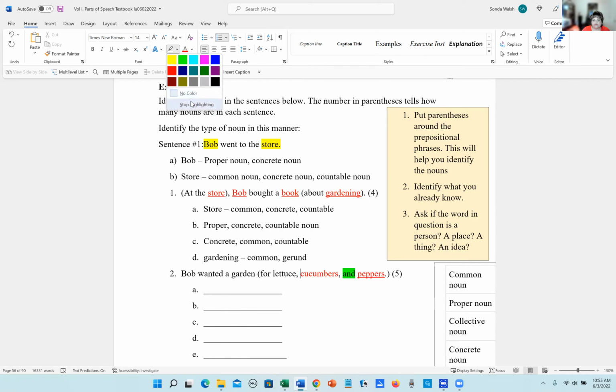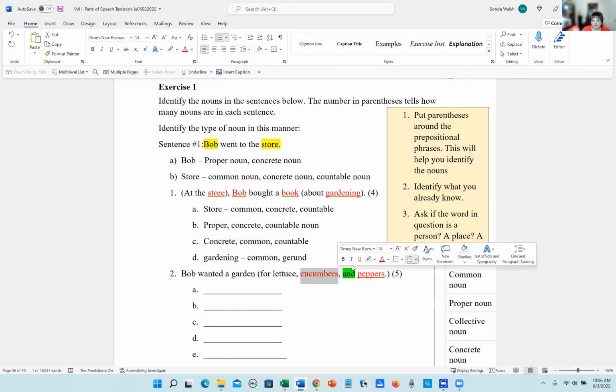I'm having a rough time today. Okay, so if peppers is a noun, then cucumbers has to be a noun because it's the same grammatical structure. So that means lettuce has to be a noun because these are separated by commas and they're items in a series. So therefore, we have three nouns right there.